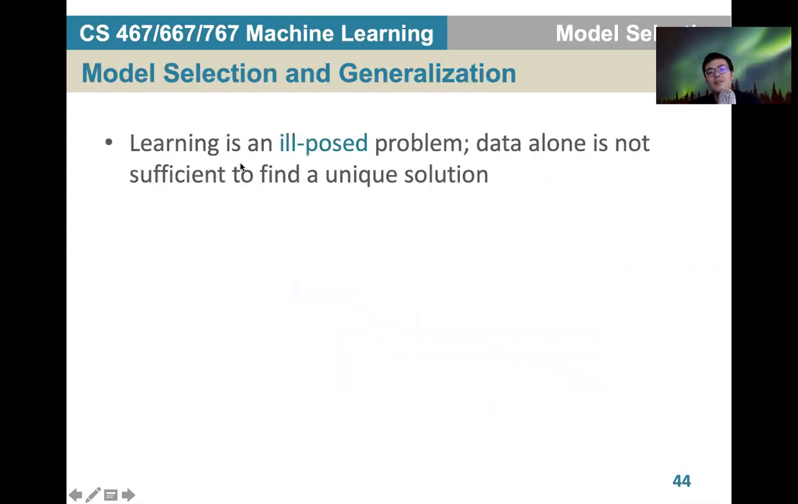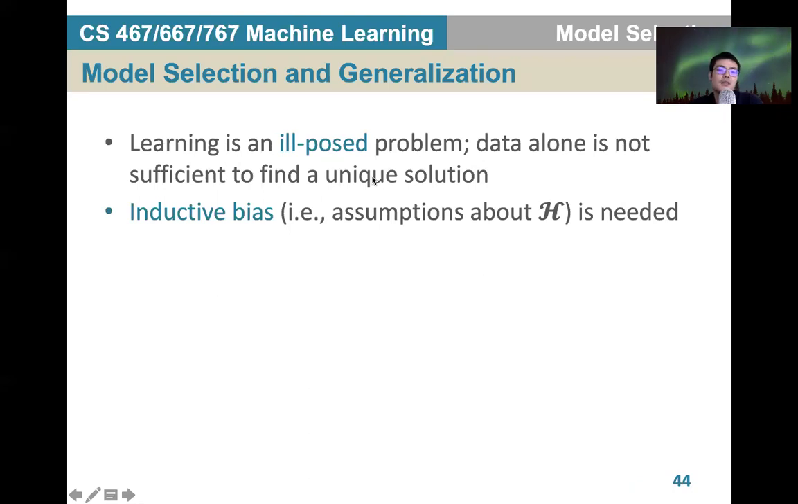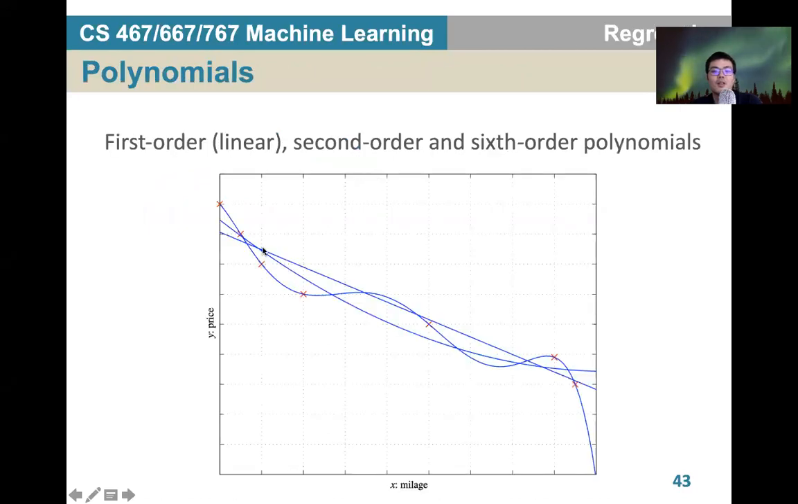So learning itself is an ill-posed problem, right? Data alone is not sufficient to find a unique solution, so you have to assume the model. Let's say it's a rectangle, or a circle, or a second order or cubic polynomial function. This is where the bias is. You have the inductive bias, the assumption about the model. If I think this should be an order 6 polynomial, I have a bias, but that's a bad bias.